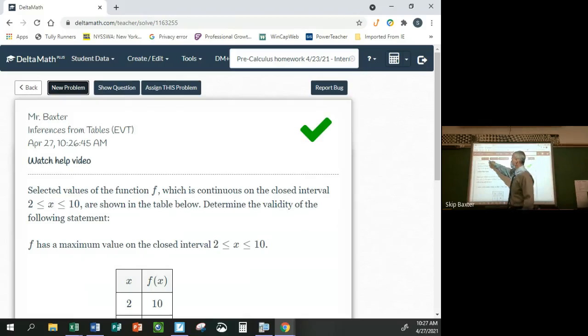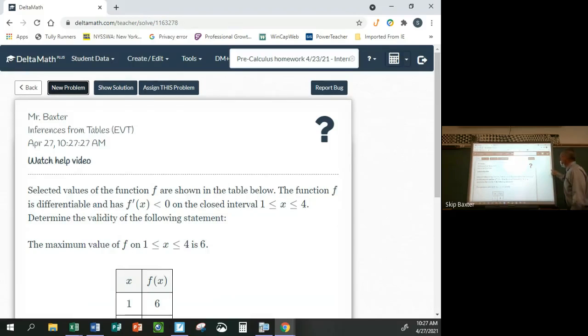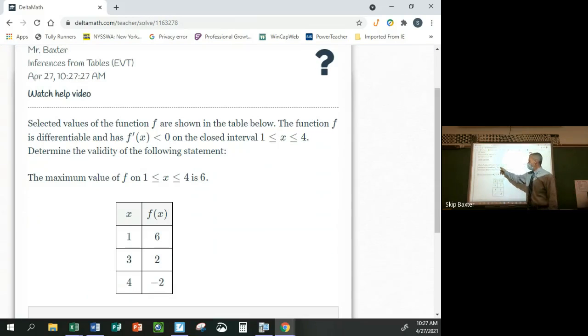Let's look at another one. So again, here's this f prime is less than 0. What does that mean exactly? It's decreasing from left to right. And you can see that's what's happening, but they're telling you it's happening strictly. It says selected values of the function are shown in the table below. The function is differentiable. That just means that it doesn't have any weird corners or asymptotes or anything strange happening. And so they want you to answer whether the maximum value of f is 6.